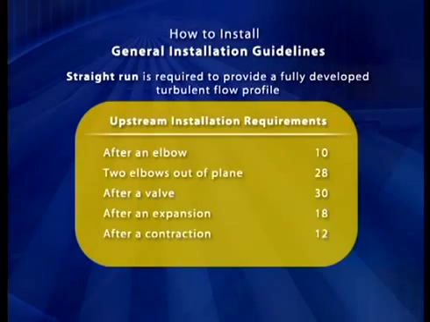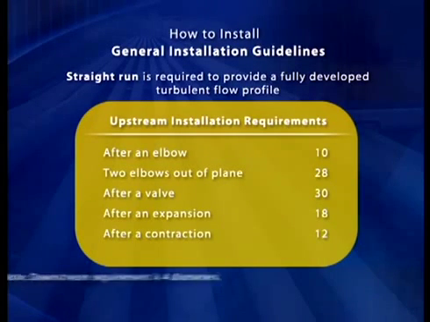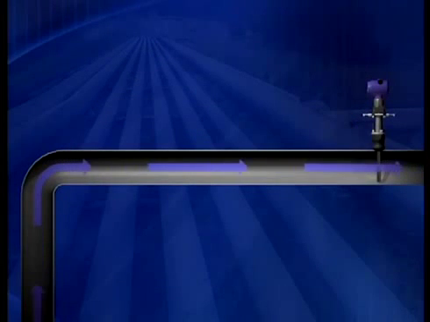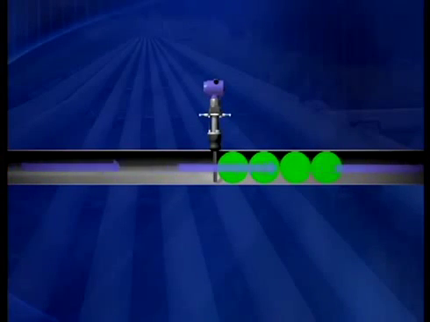This chart shows the minimum number of pipe diameter distances required from various upstream disturbances. In all cases, a minimum of 4 pipe diameters is also needed downstream from the Annubar mounting location. For example, if there is an in-plane elbow in the piping, there must be at least 10 pipe diameters present upstream and 4 pipe diameters downstream to assure accurate flow measurement.